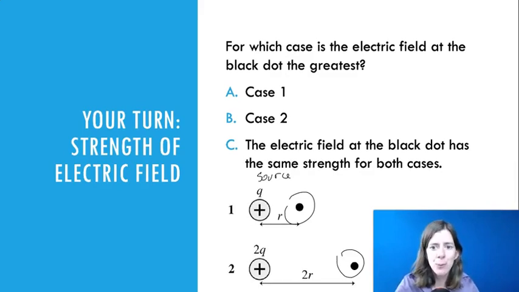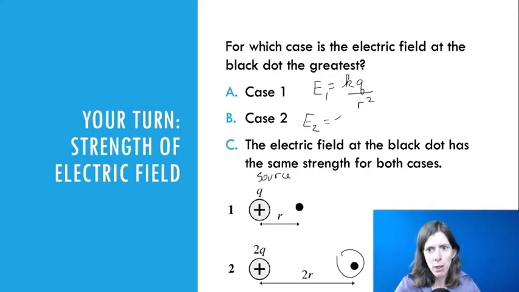So pause the video, think about it. Hopefully you used the equation for electric field, which is E equals KQ over r squared. But let's use little q this time because this example uses little q. So kq over r squared would be the field produced at point 1 here. For case 2, however, let's see what has changed. The charge has become 2q instead of q. The distance has become 2r, so we have to have 2r squared instead of just the regular r squared.